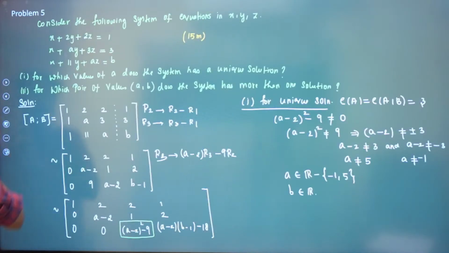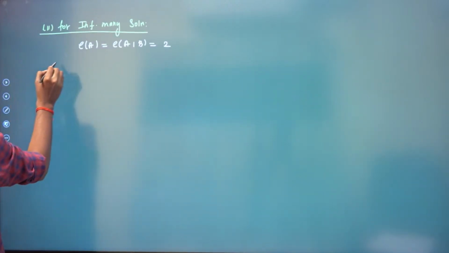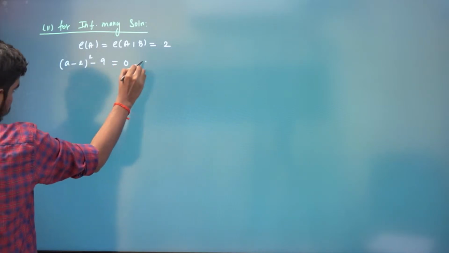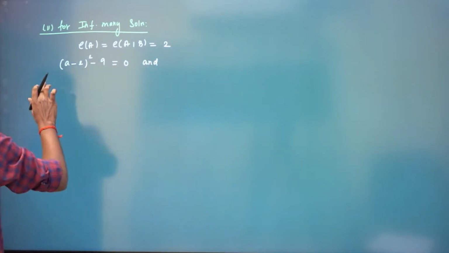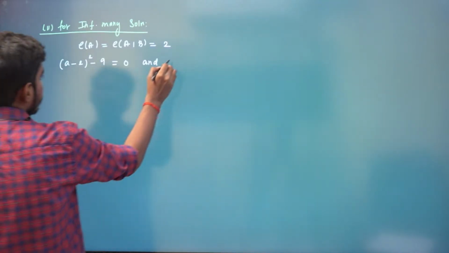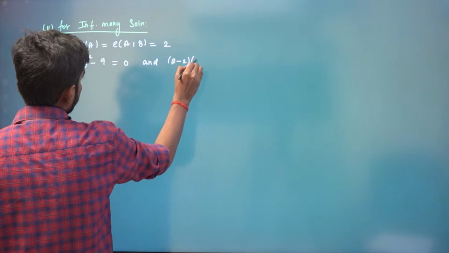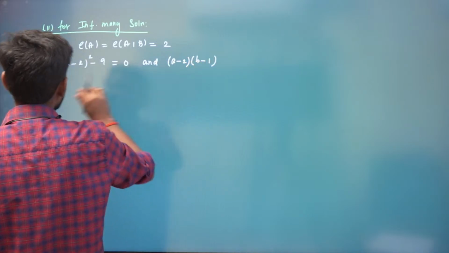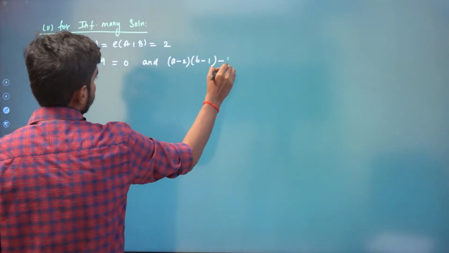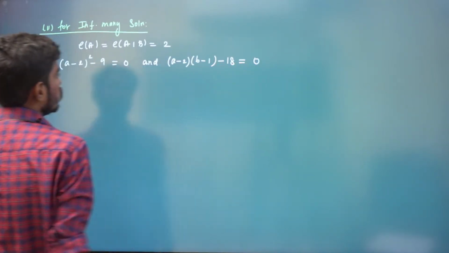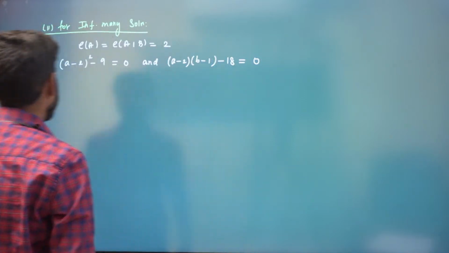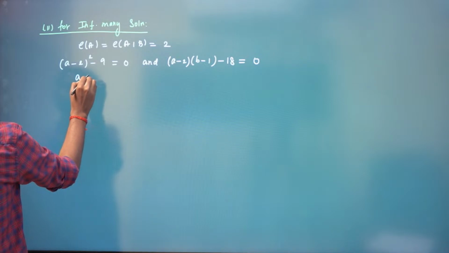So that means we have (A minus 2) whole square minus 9 should be equal to 0, and this should also be 0: (A minus 2)(B minus 1) minus 18 should also be 0. Both should simultaneously be 0, right? If this is equal to 0, it means we already solved it, right?